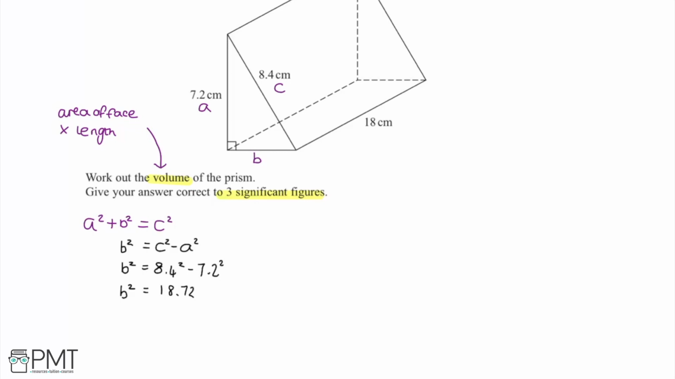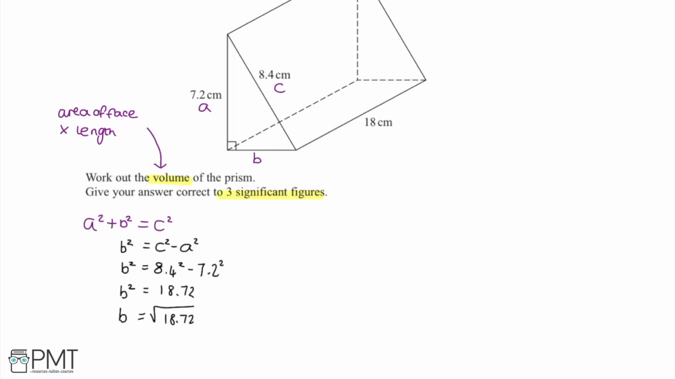Then to find B, I can just square root both sides. So B is equal to the square root of 18.72. I'm going to leave it in this form to work with for now, just to make sure we're getting the right degree of accuracy and we aren't losing any decimal places.